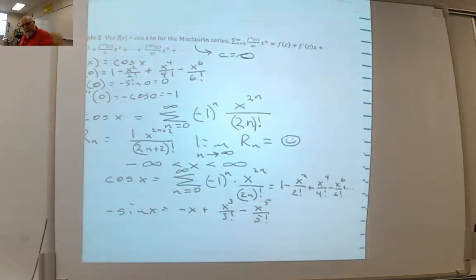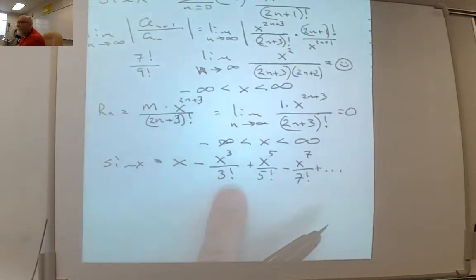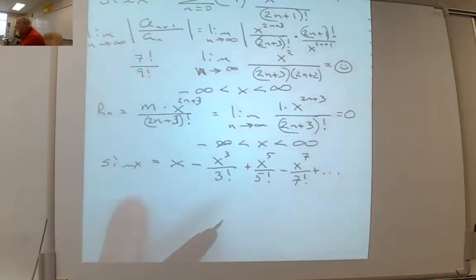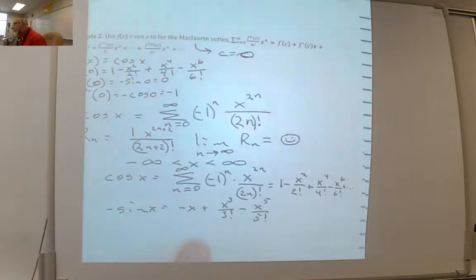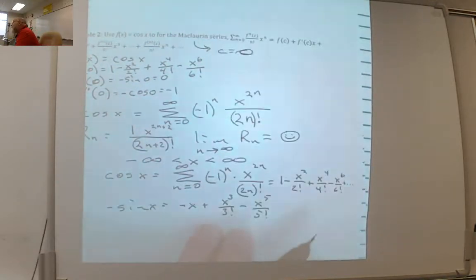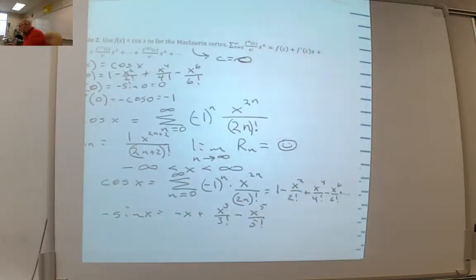Now, look at right here. Here's the sine of x. Make it negative. Isn't that cool? So you can define what the derivative of cosine is by using your power series to do it. All right, next one. We're almost there.